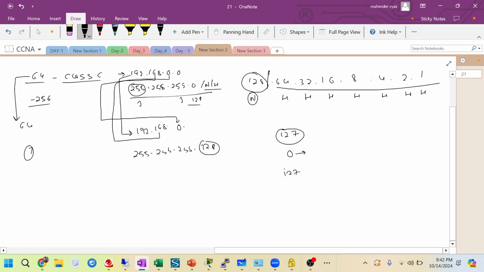So the first address would be the network address here, but the broadcast address, previously it was coming as 255, right? But now it will be 127, because 127 is the last address. Is it clear?